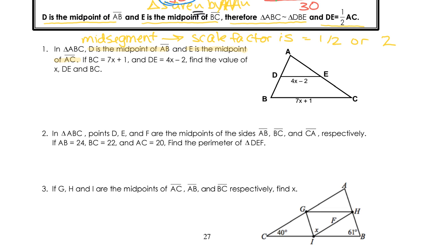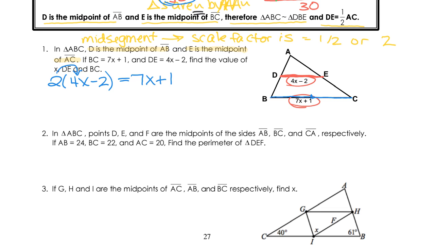Okay? And then it tells us that BC is 7x plus 1, and that DE is 4x minus 2. And they want us to find the value of x and then plug it in to find DE and plug it back in to find BC. Well, again, I know that this smaller piece here, DE, is going to fit into BC not only once, but then a second time. And so it's going to take two 4x minus 2s to equal a 7x plus 1. Okay, or we could take half of 7x plus 1 and set it equal to 4x minus 2, either way.